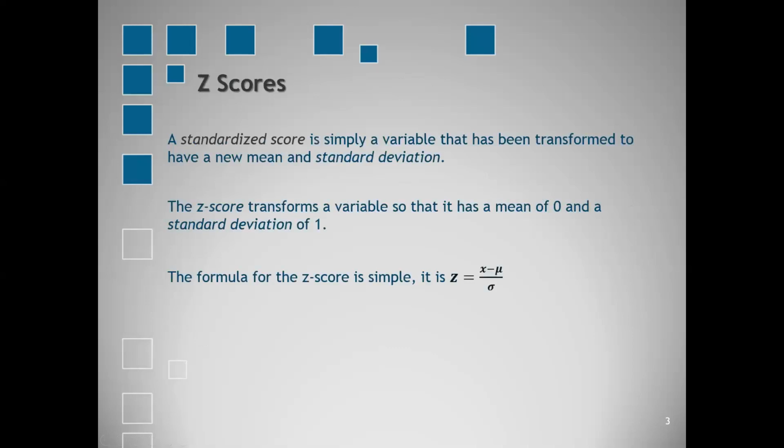The first thing we are going to discuss this module is the idea of standardizing scores. A standardized score is simply a variable that has been transformed to have a new mean and standard deviation. One of the most common standardized scores that you've probably seen are intelligence quotient scores, or IQ scores. Intelligence scores come from tests that have been standardized to have a mean of 100 and a standard deviation of 15. Standardized scores are very useful when comparing variables that are measured on different scales.